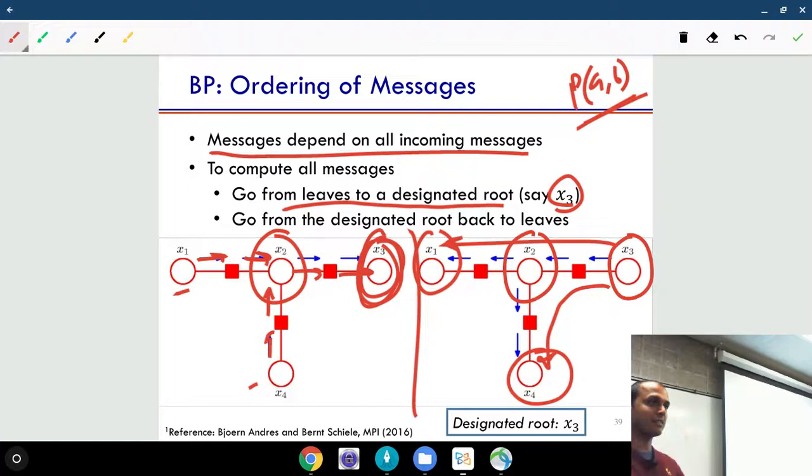Okay. So in 2 passes, a forward pass and a backward pass, will give you marginal distributions for every variable node in your graph. Okay. That's like an efficiency gain.